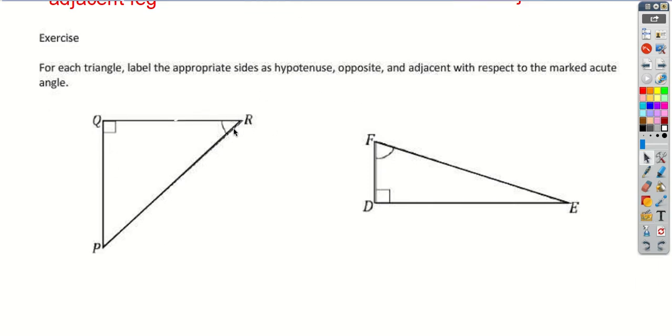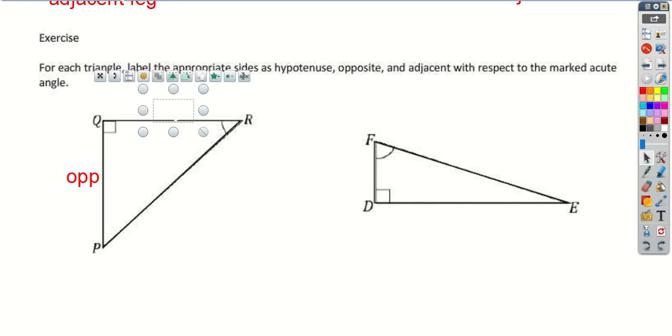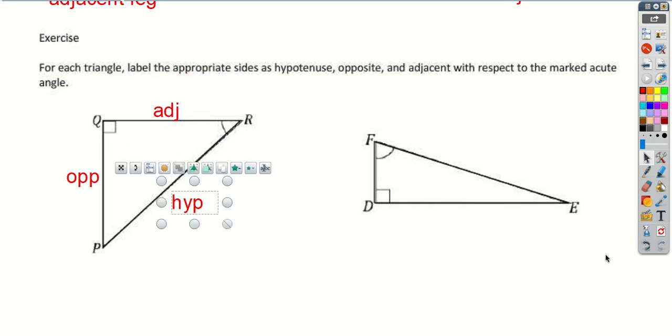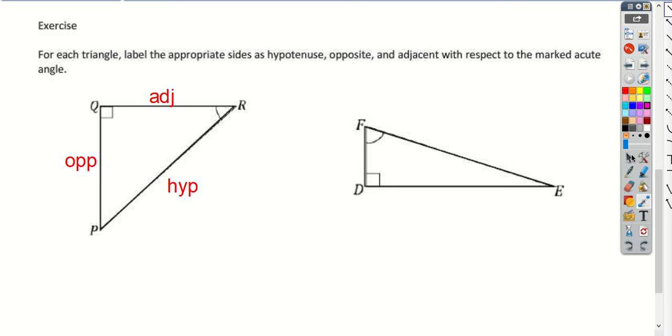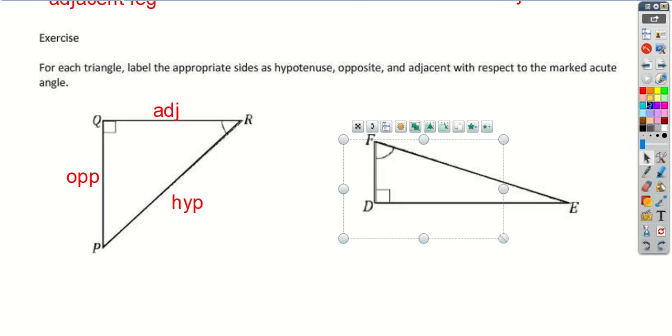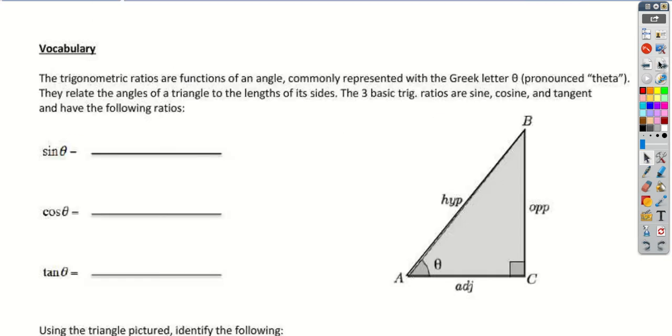Okay, so starting from angle R, across the way, so shooting an arrow out, is going to give us the opposite side. The one that's attached to it on this side is our adjacent, and then across from the right angle here is our hypotenuse. All right, so same thing over here. The one that's next door is our adjacent, across the way is opposite, and then the hypotenuse is across from the right angle. Good job, guys.